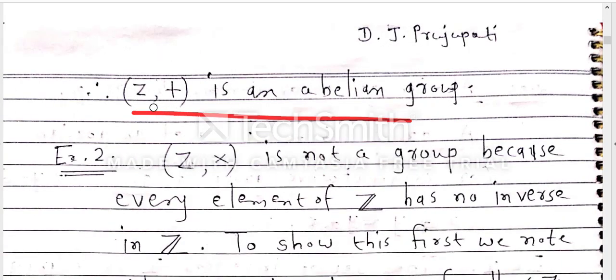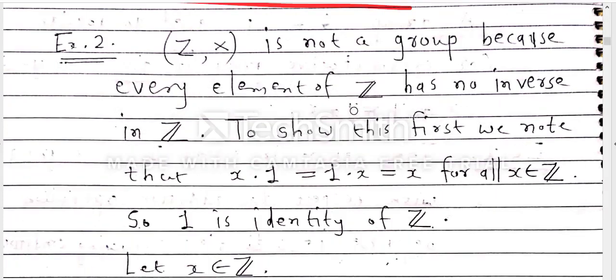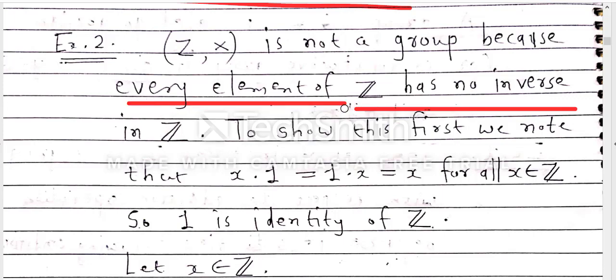Now we consider the same set with a different operation. Instead of addition, we consider multiplication operation. Then whether it is going to be a group or not. So the answer is no. Why? Because of the dissatisfaction of this property: every element of Z has no inverse in Z.